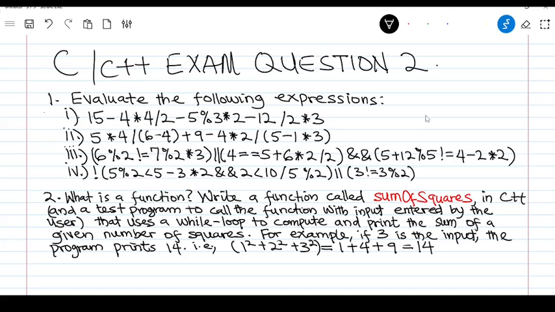For example, if 3 is the input, the program prints 14 because 1 squared is equal to 1, 2 squared is equal to 4, 3 squared is equal to 9. So adding these three numbers is going to give us 14. Similarly, if the user had entered 4, the sum of squares would have been 1 plus 2 plus 3 plus 4 squared, and you also get the answers similarly.